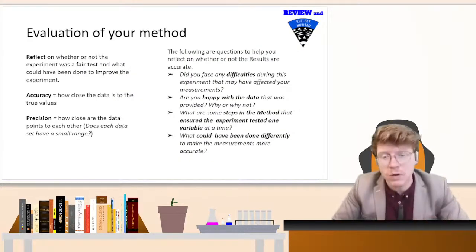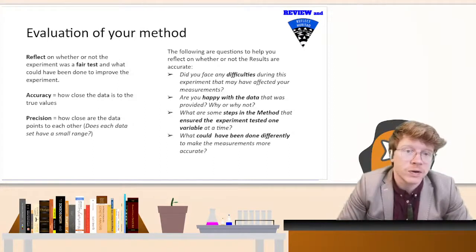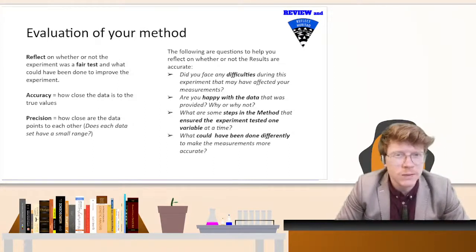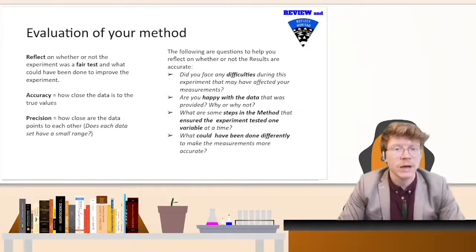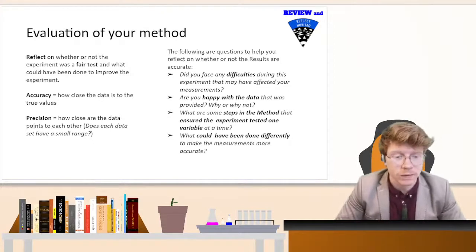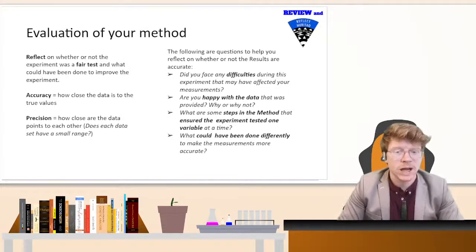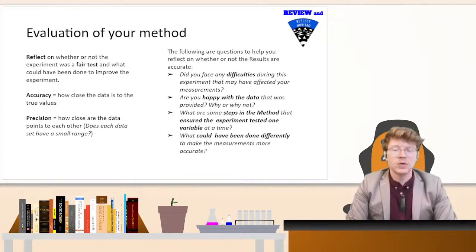The next thing you'll be asked to do is to talk about how good your method was, right? And if you have a go at that peanut butter and jelly sandwich task, you'll be able to look at how good or how bad your method was. So you can answer these sorts of questions and start talking about these sorts of things.